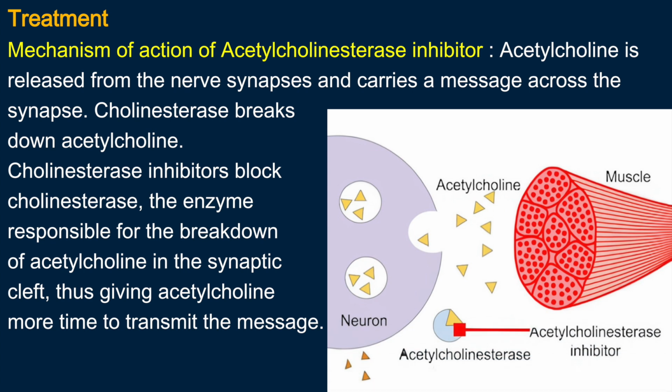Mechanism of action: acetylcholine is released from the nerve synapses and carries a message across the synapse. Cholinesterase breaks down acetylcholine. Cholinesterase inhibitors block cholinesterase, the enzyme responsible for the breakdown of acetylcholine in the synaptic cleft, thus giving acetylcholine more time to transmit the message.